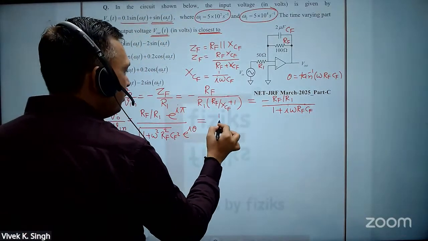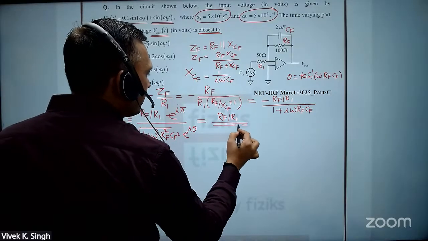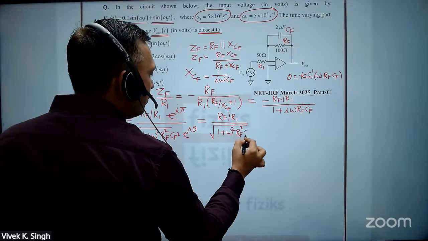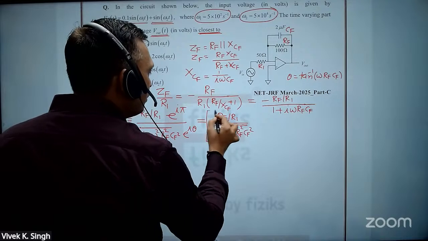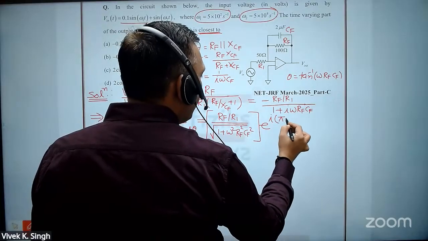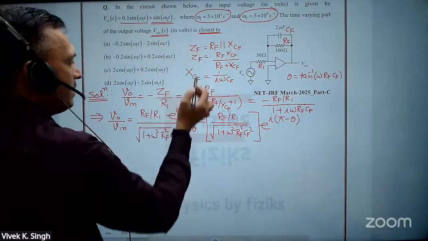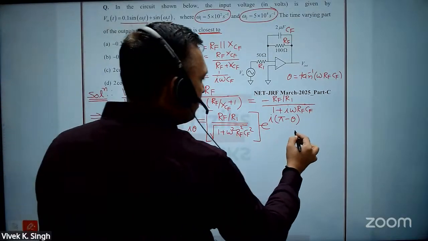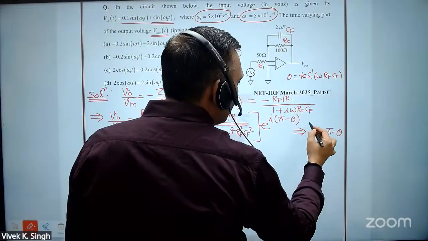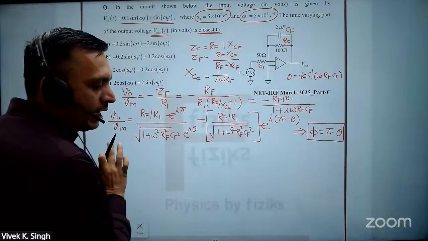So now finally you should write this equation as RF by R1 divided by under root 1 plus omega square RF square CF square. So this will give you the magnitude of gain, exponential iota pi minus theta. So this phase relation gives phase phi is pi minus theta. Phase delay between input and output will be pi minus theta, and this part will give you the magnitude of gain.